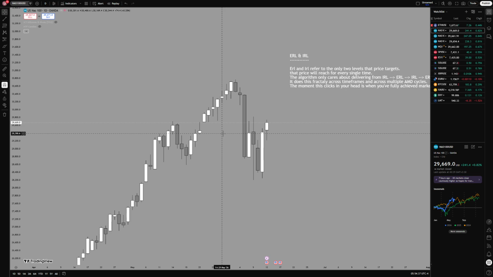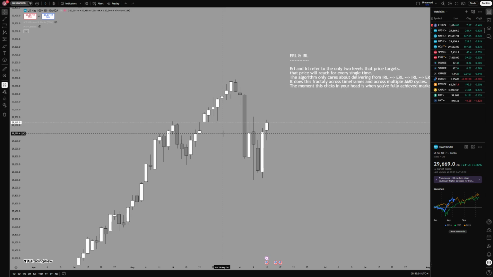So internal range liquidity refers to the liquidity that resides within the range. Most importantly, IRL are just fair value gaps, are just imbalances. So IRL is your typical fair value gap, and ERL is range highs and range lows. So you have your highs and lows. Any high, any low is ERL.